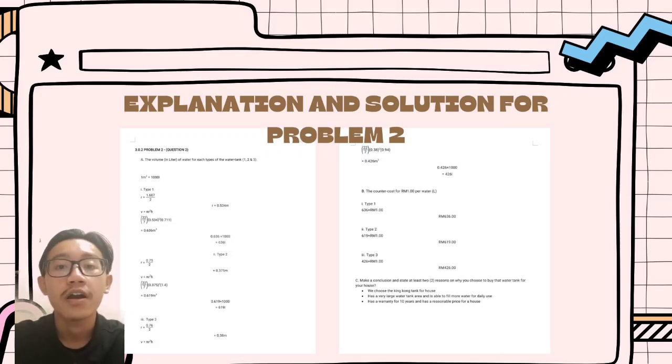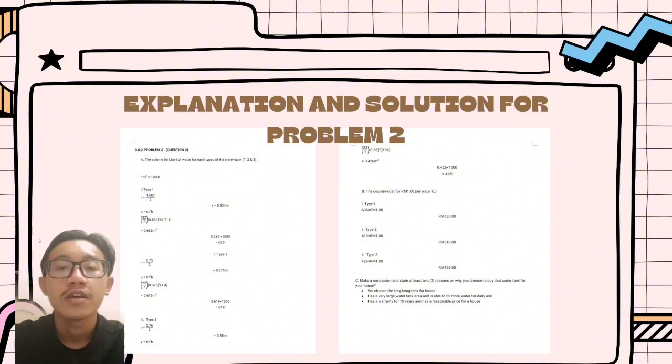To find the volume of the second type of water tank, we use the formula V equals pi r square h. We substitute the values of pi, r, and h and we get 0.619 meter cube. For the last water tank, we find the radius first, which is 0.76. We divide by 2 and we get 0.38 meter.